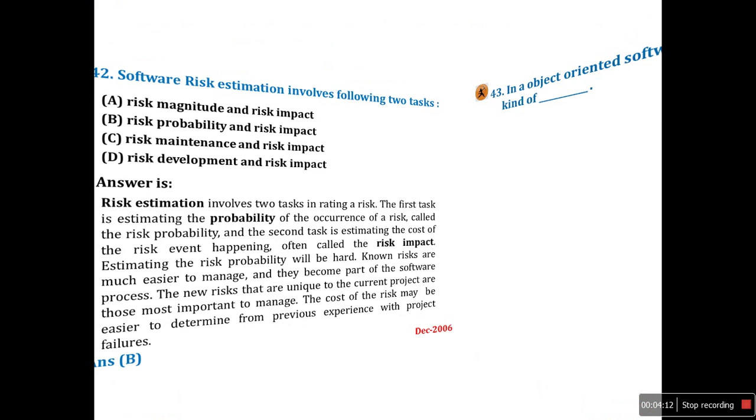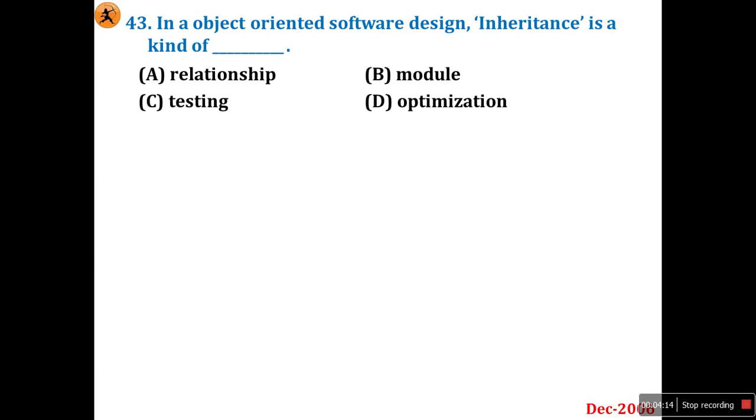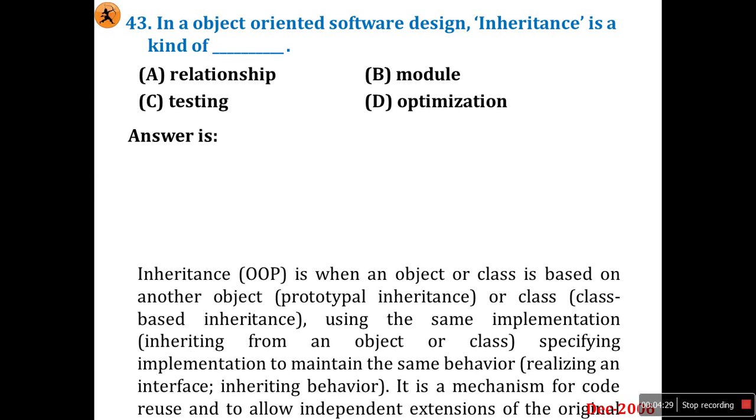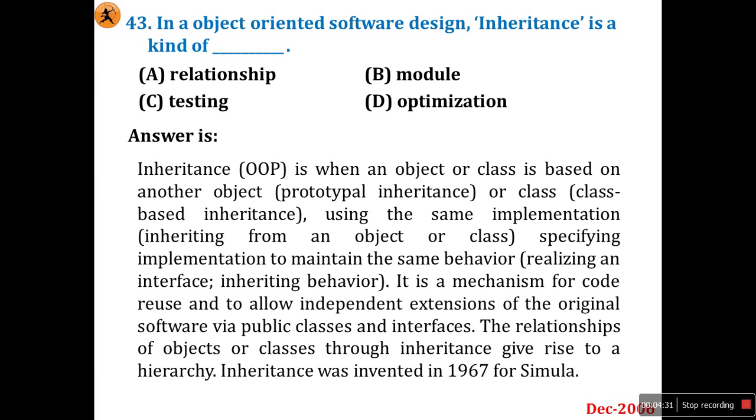Okay, now look at question number 43. In an object-oriented software design, inheritance is a kind of relationship, or modules, or testing and optimization. You know already what inheritance is, so you can answer easily, but anyhow we look at what inheritance is. Inheritance is when an object or class is based on another object, that is, one class acquires the properties of another class. That is the definition of inheritance. We have studied this in OOPs.